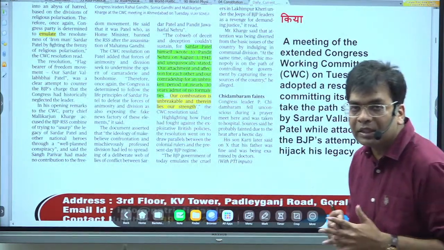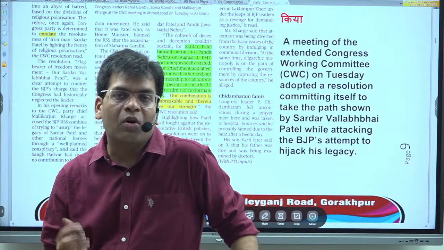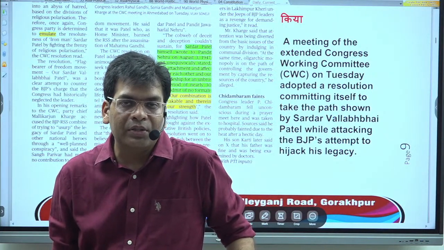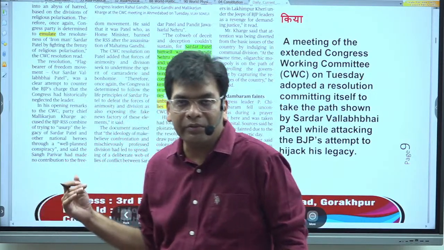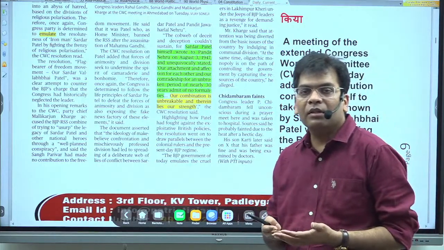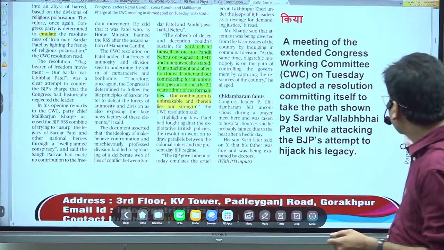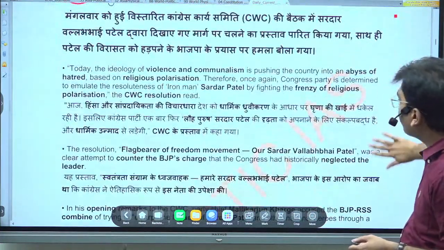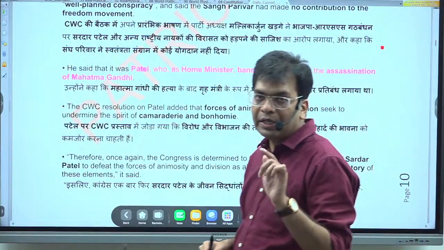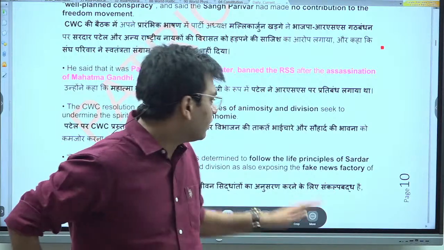It means the unity of both of them made them stronger and helped them tackle different situations in a much more effective manner. You will see that such things happened even during the Council of Ministers time. Even here, the Congress has given the example that after the assassination of Mahatma Gandhi, it was Vallabhbhai Patel who banned the RSS. Okay, so it has been mentioned here.